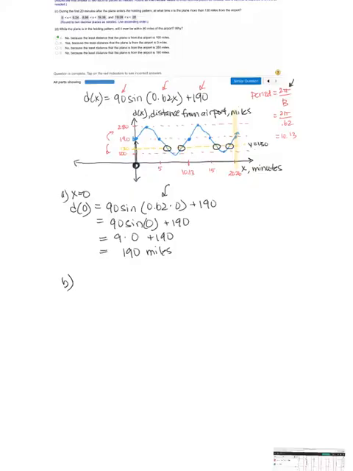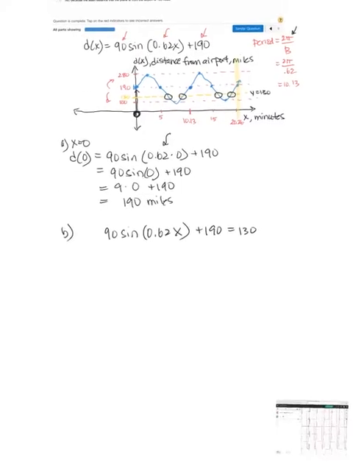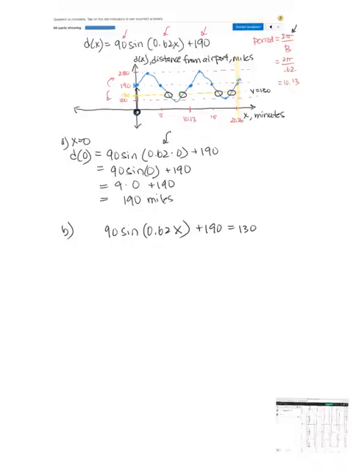So what I'm going to do is set that function, 90 times the sine of 0.62x plus 190, equal to 130. Okay, and I'm going to solve. So I'm going to subtract 190 from both sides, and then of course divide by 90. I don't need to write all that out. This is not a Math 60 class, so bear with me on that. I think you guys can do that in your head also. I'm going to get something like negative 60 over 90. And of course, negative 60 over 90 is negative 2/3.